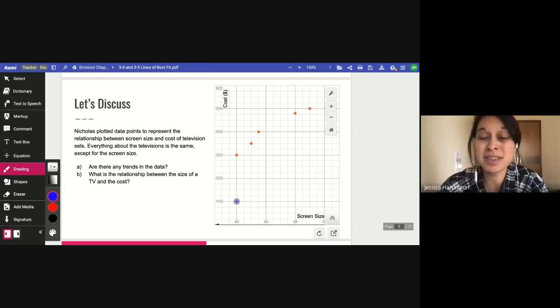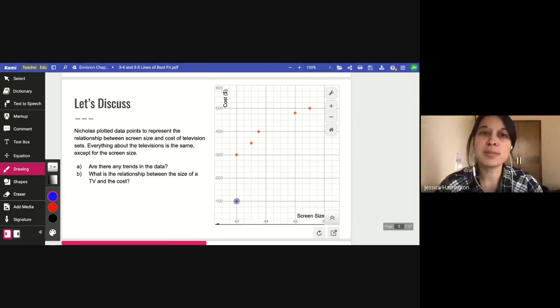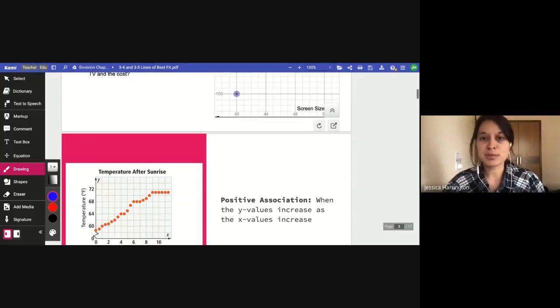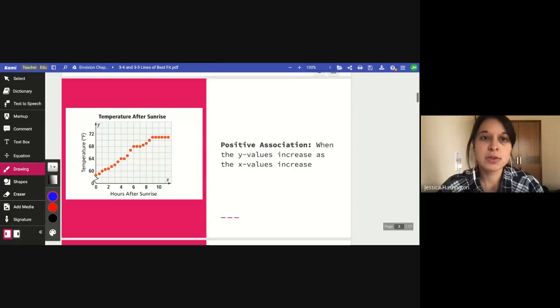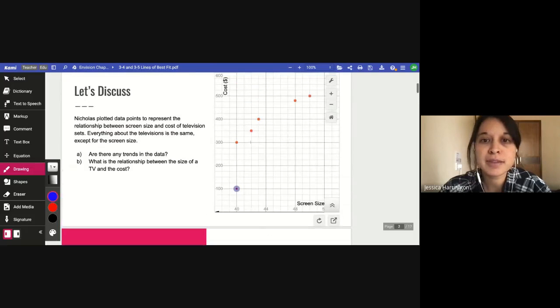We've done a little bit of this way back in the beginning of the year when we were just guessing, right? We're trying to put a line in so the same number of points are above and below. We're going to be doing the same type of thing, but we're going to use some tech. Okay, so here's some definitions. One definition is called positive association. What that means is when the y values get bigger as the x values get bigger. So for example, this is a positive association because the larger the screen size, the more it costs, right?